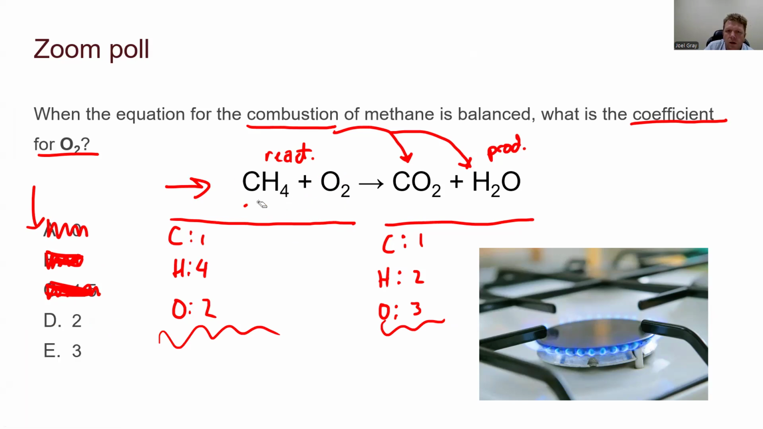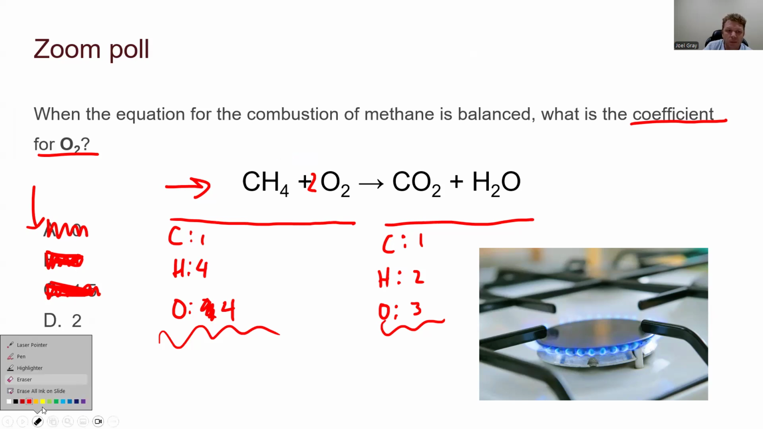So what I'm going to do is erase some of these markings, and then I'm just going to see what the impacts are of, let's say, putting a 2 in front of O2. That means that our oxygen is going to go up to 4. Now, the question doesn't say you can't change any other coefficients. Instead, it's saying when you've got this balanced, what are the coefficients that you have? So effectively, we could play around with some of these other coefficients. We could add a different coefficient.